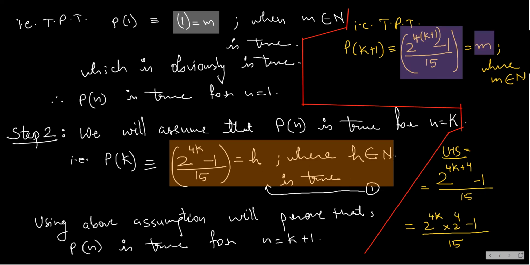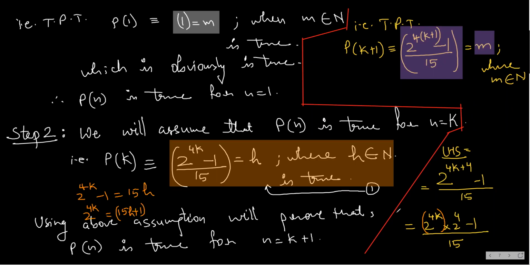Now I want you all to focus on this. See here what I have. I have 2 raised to 4k minus 1 upon 15 as h. So what would 2 raised to 4k minus 1 be equal to? It would be 15h, and therefore 2 raised to 4k would be 15h plus 1, right? So where I have 2 raised to 4k, I can write 15h plus 1. So this I am going to replace by 15h plus 1.